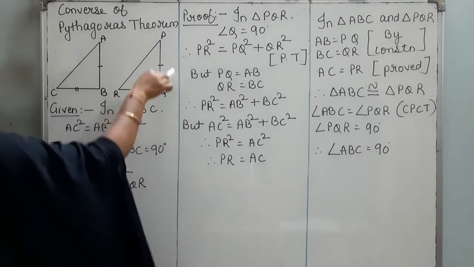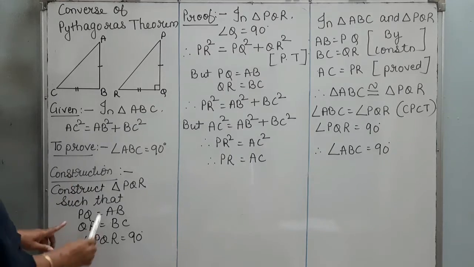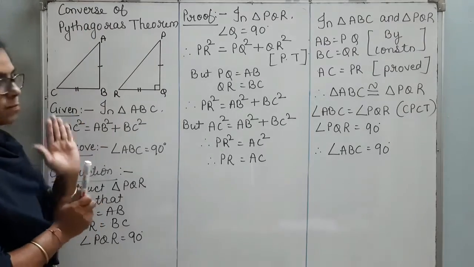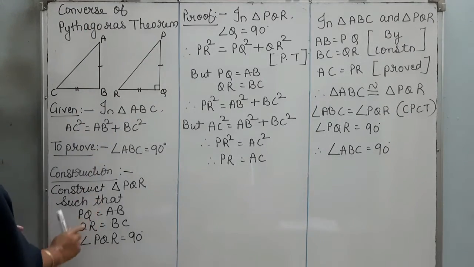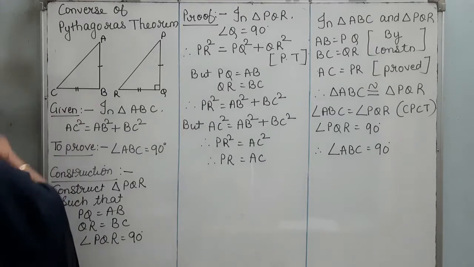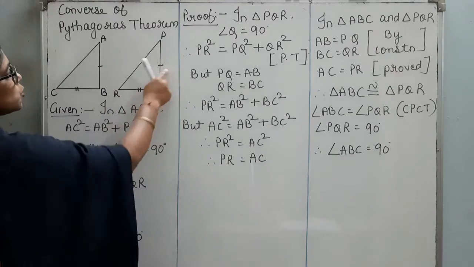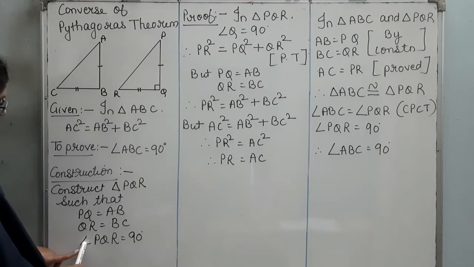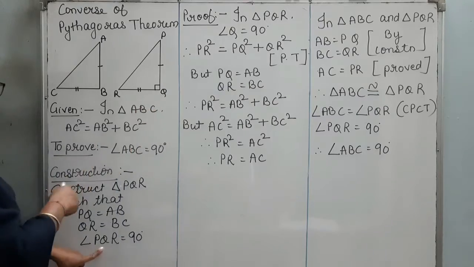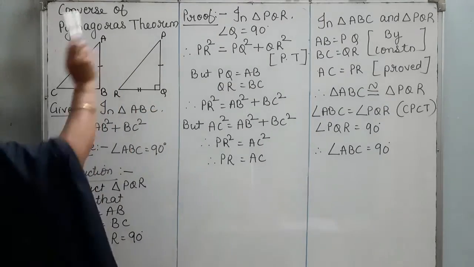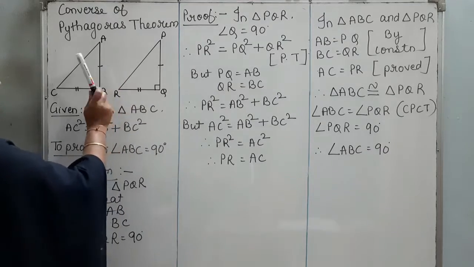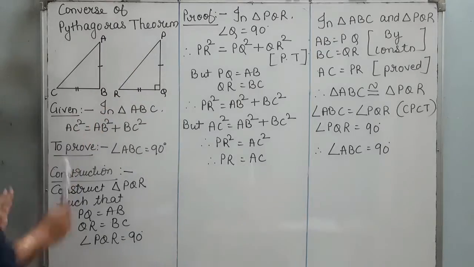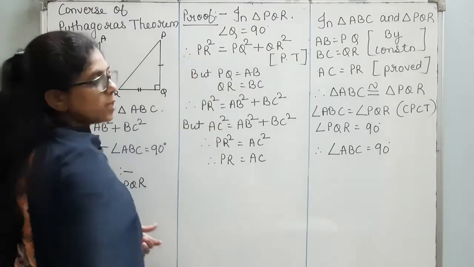How? One right angle triangle PQR in such a way that PQ is equal to AB. Just measure what is AB. Take the same length of PQ, and QR is equal to BC. And while constructing these two lines, we have to make this angle 90 degrees. So let angle PQR be equal to 90 degrees. Join this PR. So our triangle PQR is ready, where PQ is equal to AB, QR is equal to BC, and PR is the third side of this triangle. Now let us move to the proof.